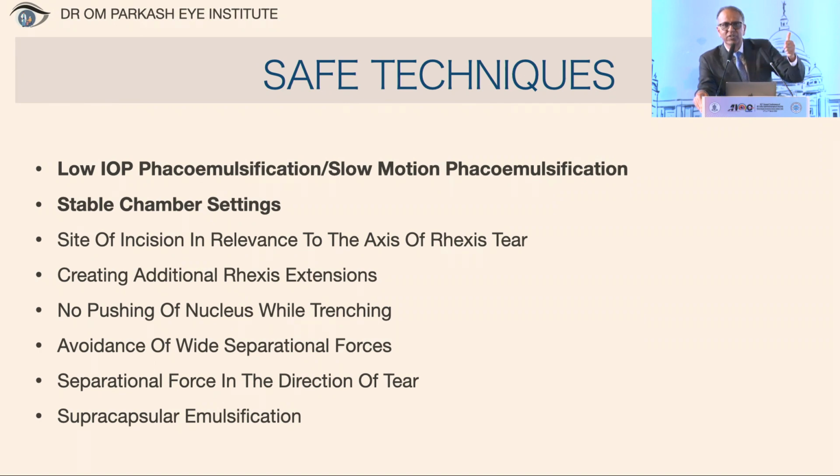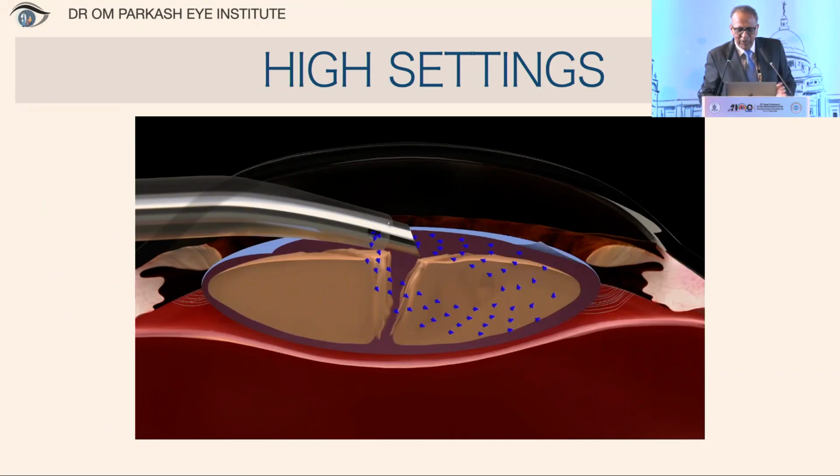Site of incision. Well, does it have a relevance? Yes. It has relevance in relation to the axis of the rhexis tear. Then we should create additional rhexis extensions, which we are all traditionally aware of. No pushing of nucleus while trenching. Avoidance of wide separational forces. Separational forces in the direction of the tear, and supracapsular emulsification. So let's see these points and I'll show you how we do it.